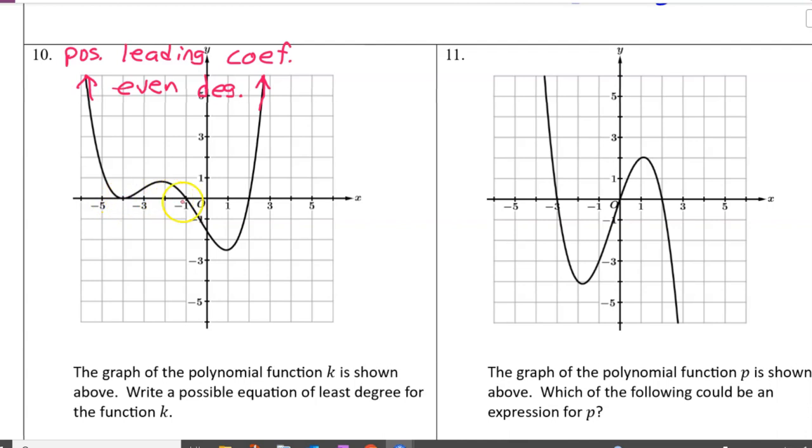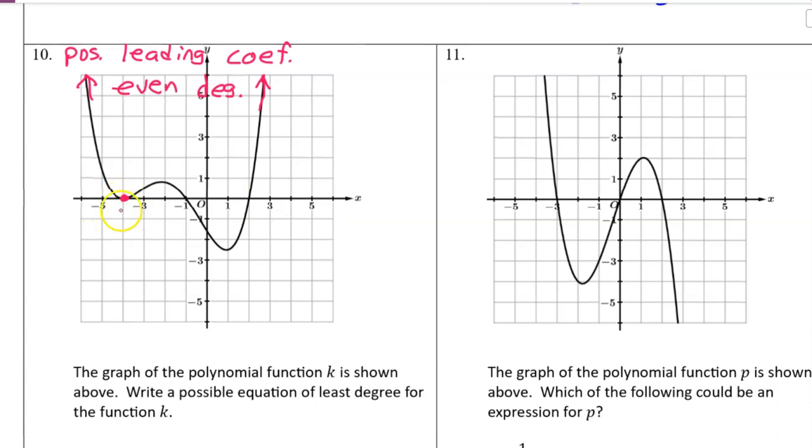Now let's look at the real zeros that we can see by looking at the graph. We see that we have a 0 at -4. So that tells us that x plus 4 is going to be a factor. Also, when the graph is tangent to the x-axis, when you see a bounce like this, it has to have an even multiplicity. So this has to be at least (x + 4) squared.